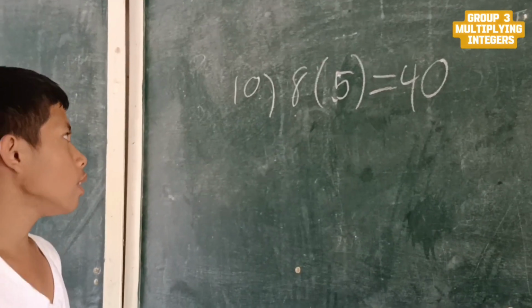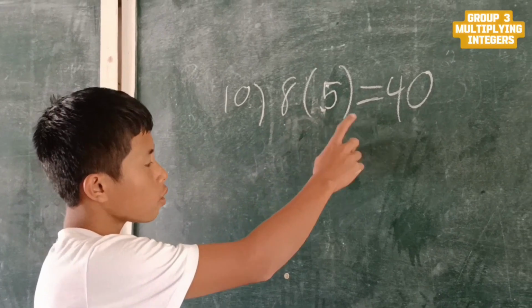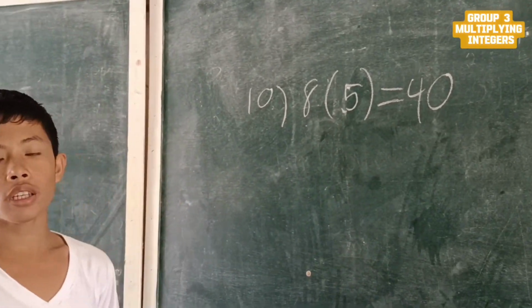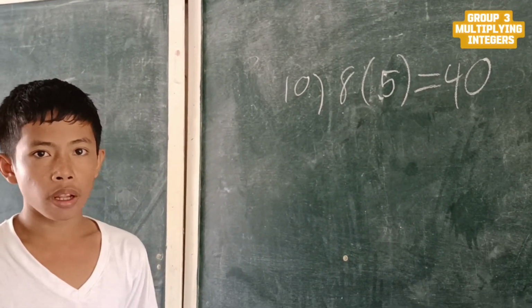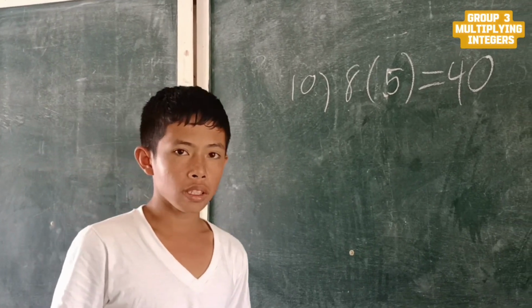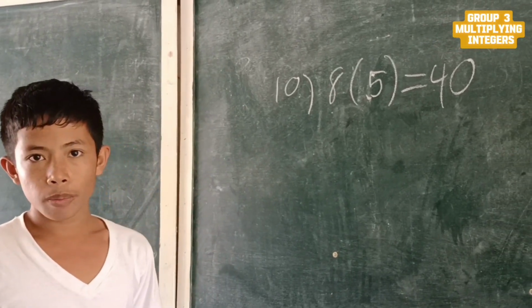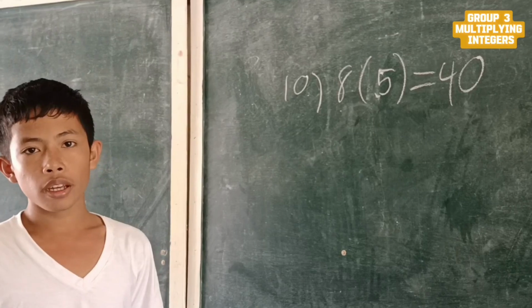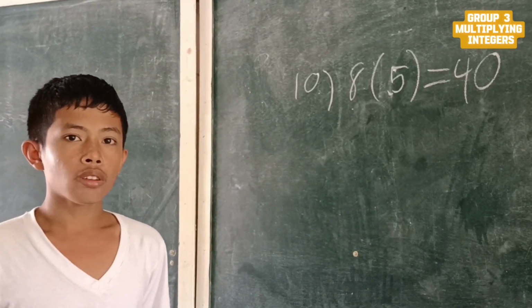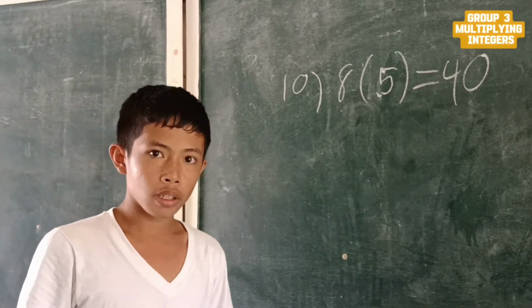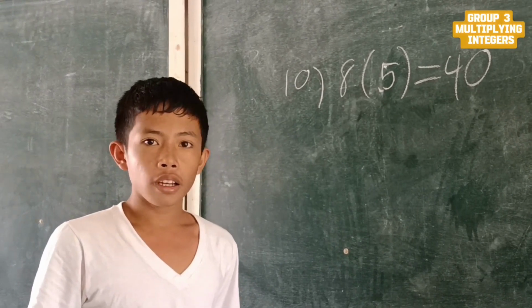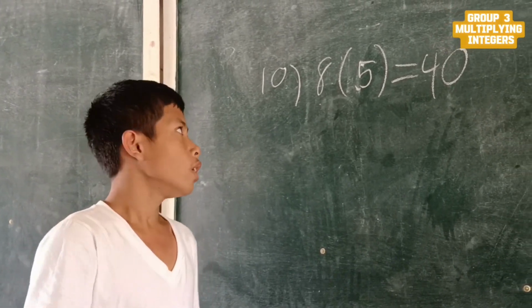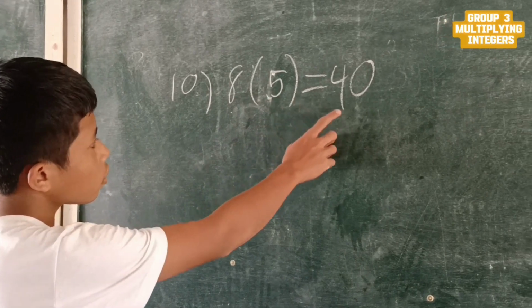Example number 10. 8 multiplied by 5 is equal to 40. If two numbers have the same sign, we will follow rule number 1. Positive multiplied by positive, the product is always positive. It is also the same for negative multiplied by negative. Therefore, 8 multiplied by 5 is equal to 40.